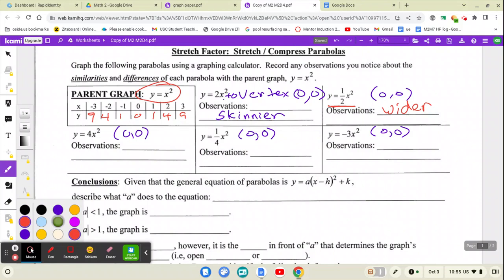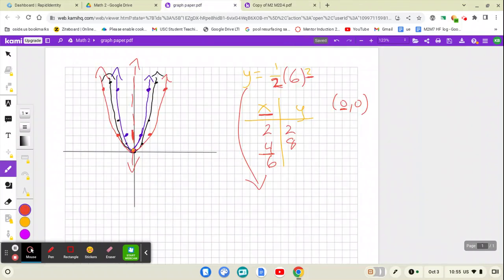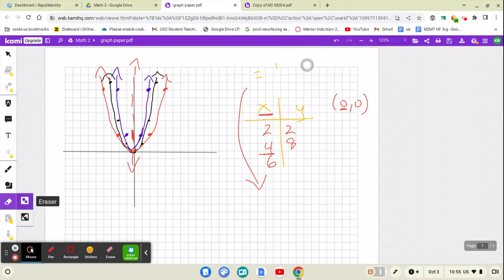Let's move on and try this graph. Again, the vertex is 0, 0. And I'm going to clean things up. I'm trying to go quickly because the recording can't be too long. You can always pause. This is a good time to check if you were confused about anything.